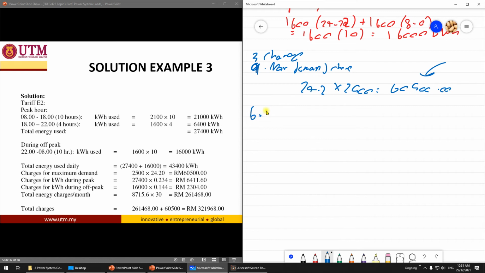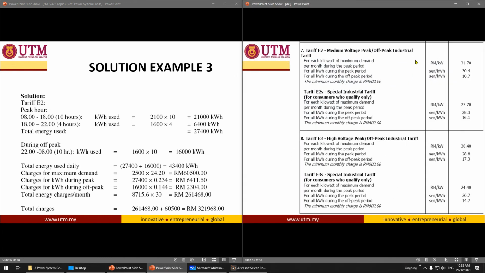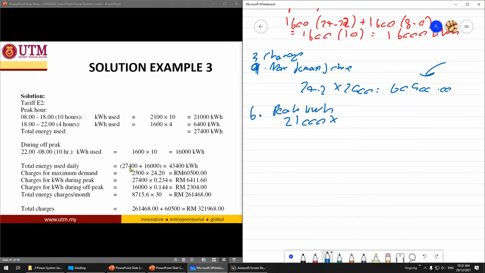And the second charge is the peak energy, peak kWh. You already calculated the peak kWh is 21,000, and then you have to multiply by the peak charge. You can see here peak energy is 30.4. Okay, this is the old one, so we just follow the new one, which is 0.234. This is for one day, and remember TNB is for 1 month, so just multiply by 30. So you get 6411.6 multiplied by 30, and you get the answer.